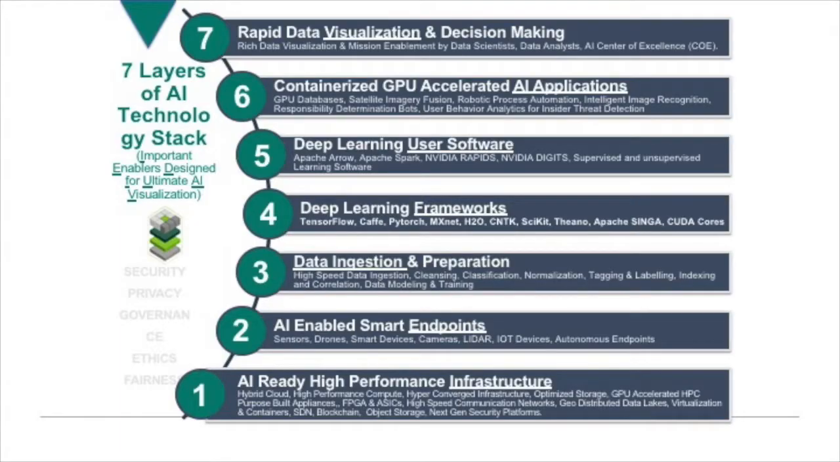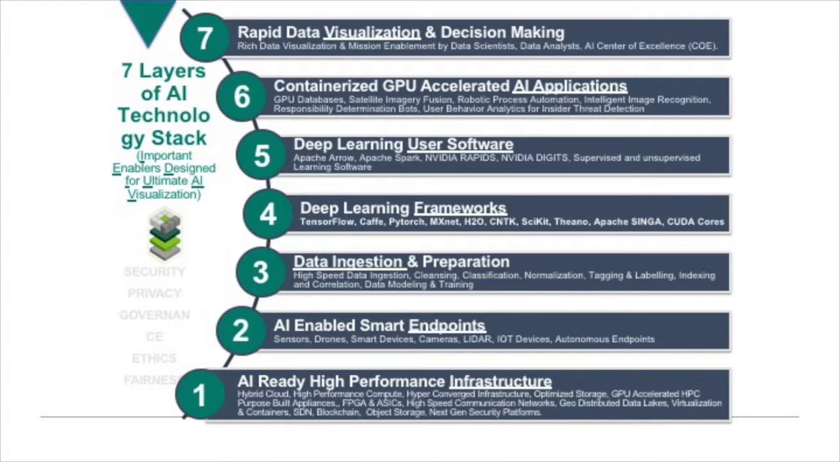This is the foundation. Then you go to the next level, which is smart endpoints: Internet of Things, drones, sensors, smart devices, autonomous systems, right? That is where the data is actually coming from. Layer 3 is the data ingestion and preparation, where you are able to take that data, clean it, classify it, normalize it, tag it, label it. If I don't do all that, when I'm analyzing that data in a deep learning system, I'm going to get wrong output. So this phase is very important, and there are multiple tools out there that can help you with that.